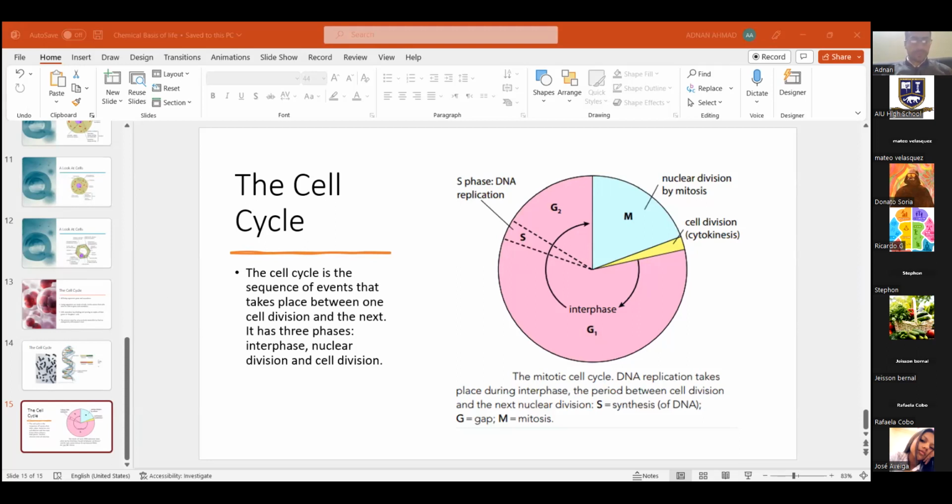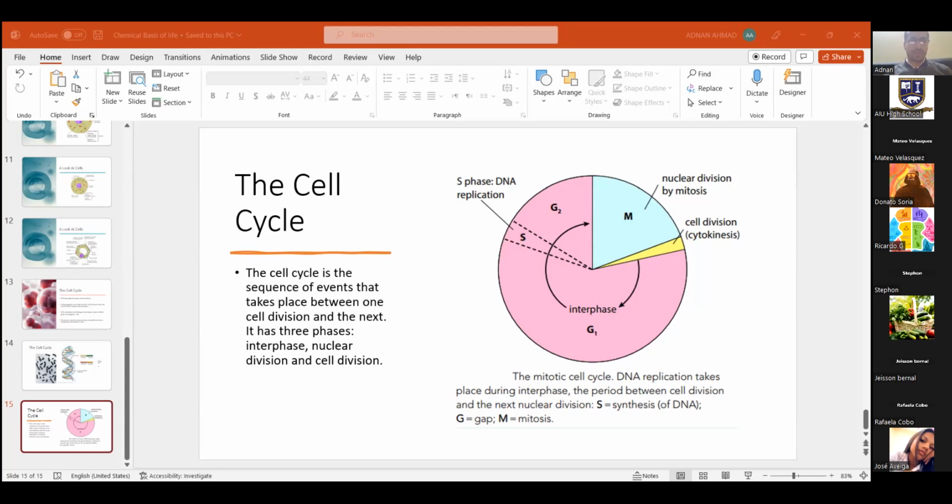G1, the cell grows in size. Okay, S phase, the DNA molecule, the DNA replicates. What does replication mean? It makes its copy. If you have one DNA molecule, it will be converted into two.